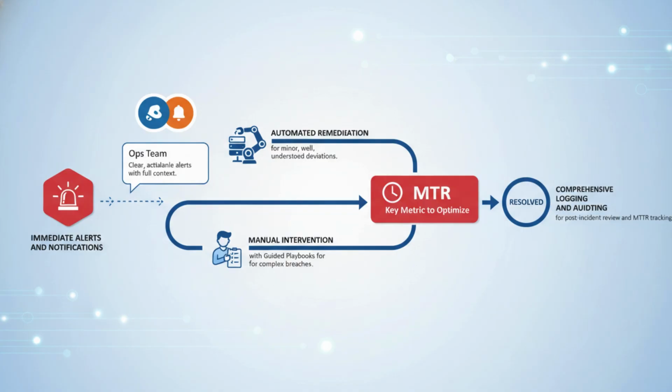Following the alert, the ideal scenario involves automated remediation. For minor, well-understood deviations, this could mean automatically rolling back a configuration change, restarting a service, or reapplying the desired state using configuration management tools. However, for more complex or critical breaches, manual intervention with guided playbooks might be necessary. This involves human operators following predefined, documented steps to investigate, confirm, and resolve the issue. Always ensure logging and auditing of all detected breaches and remediation actions, both automated and manual, to facilitate post-incident reviews and continuous improvement, tracking metrics like mean time to restore (MTTR).